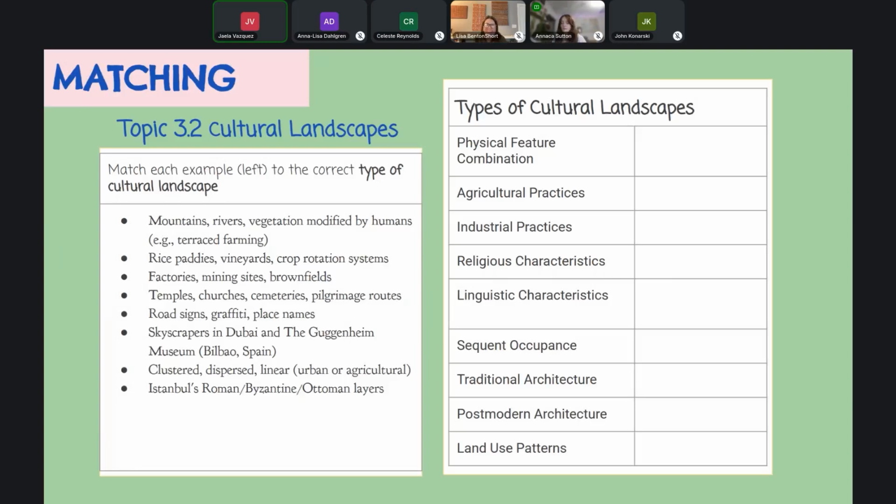They also knew that cluster, dispersed, linear are both urban and agricultural land use patterns, and I was very, very happy that they remembered. So I think that activities like this are good to do at the end.